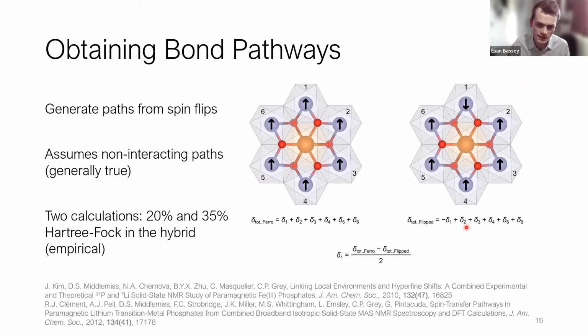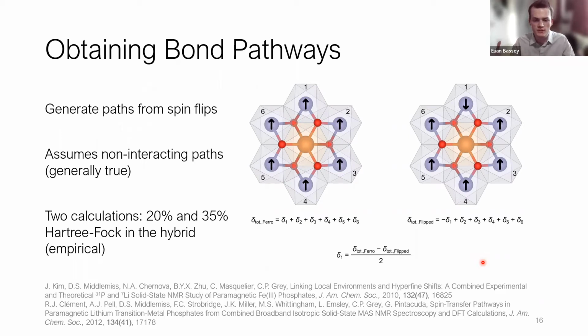Then in a second calculation, we flip one of these spins and recalculate the shift. What we end up with is a very nice, simple set of simultaneous equations where we can extract these individual bond pathways and generate, for example, the delta 1 here. This also assumes that these paths are non-interacting, which is often true. We also typically run these calculations at 2 levels. You'll see them dotted throughout the talk: 20% Hartree-Fock and 35% Hartree-Fock. This is just an empirical thing. It was found that these values seem to match best to the experiments.